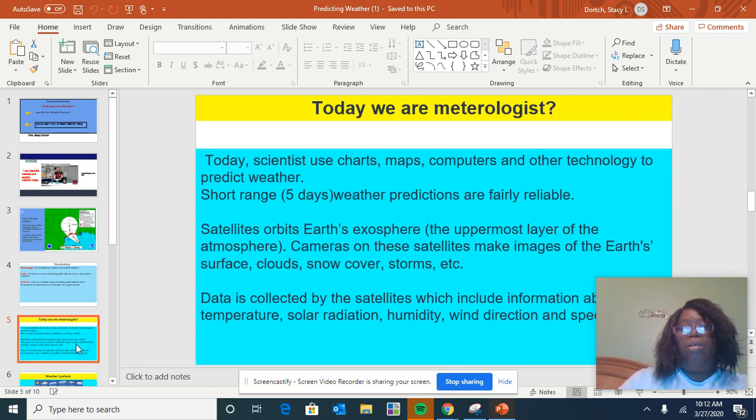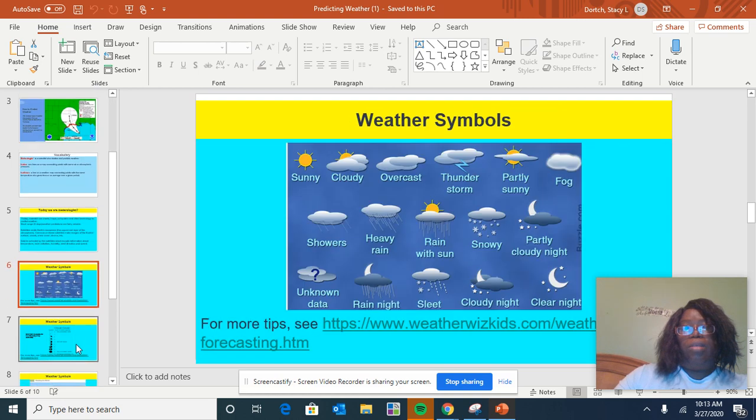Satellites orbit the Earth's atmosphere, and this is what the meteorologists use. The Earth's exosphere is the uppermost layer of the atmosphere. You have cameras on these satellites that make images of the Earth's surface, clouds, snow cover, and even we'll see storms. Normally, the storm chasers use this. Data is collected by satellite, which includes information about temperatures, solar radiation, humidity, wind direction, and speed.